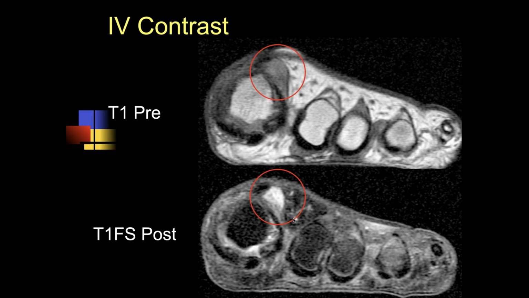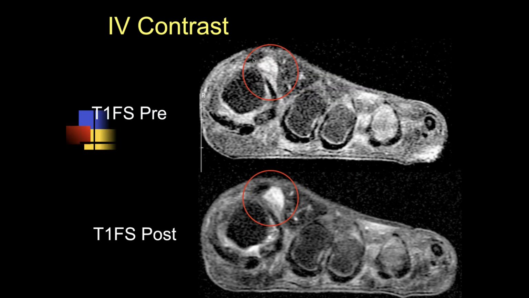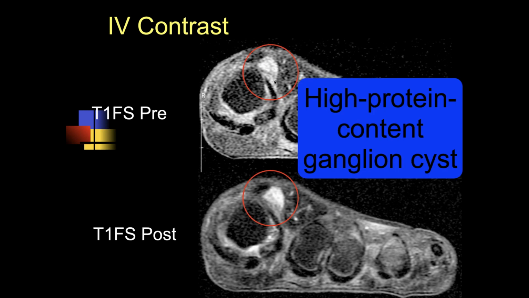Okay, and then we also have a T1 pre, and when we look at the T1 pre, we can see that it's actually bright on the T1 pre as before. And this is fairly typical of these cysts. They can have high protein content with them. In fact, often the fluid is very viscous, and they can be bright on T1 fat sat images.